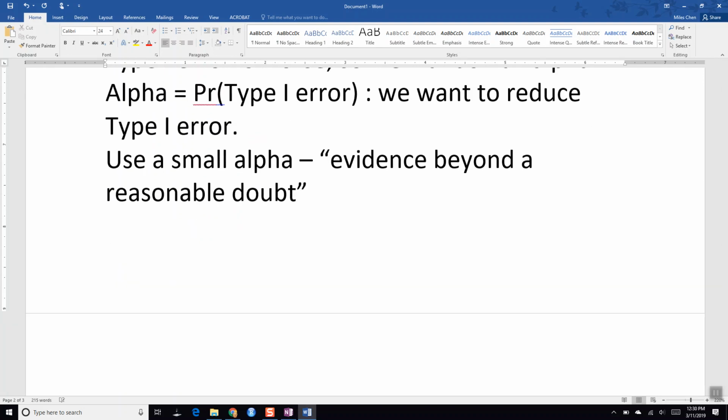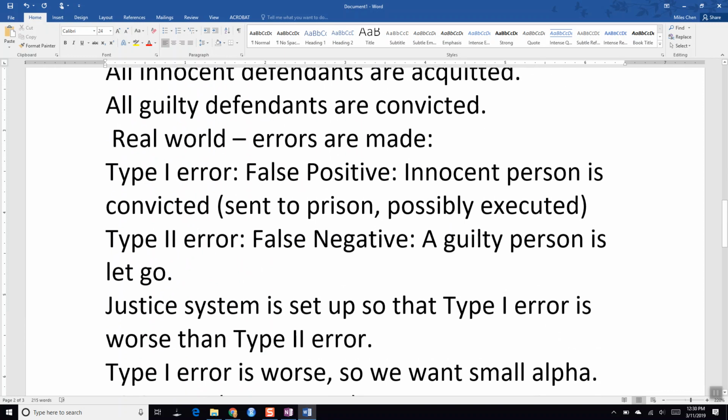I guess the flip side, can you guys think of a situation where the type 2 error is worse than the type 1 error?